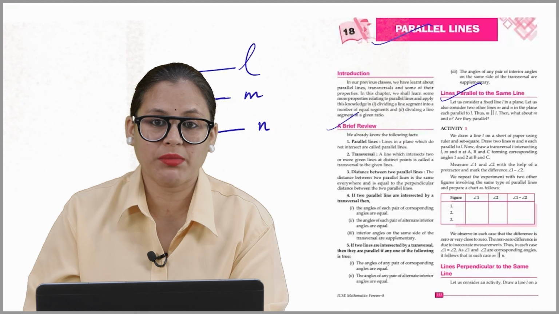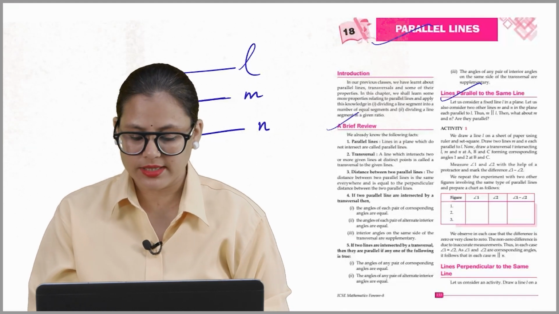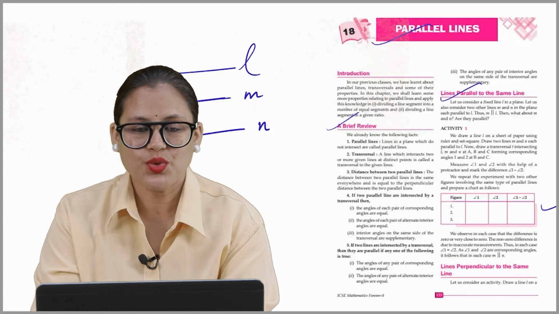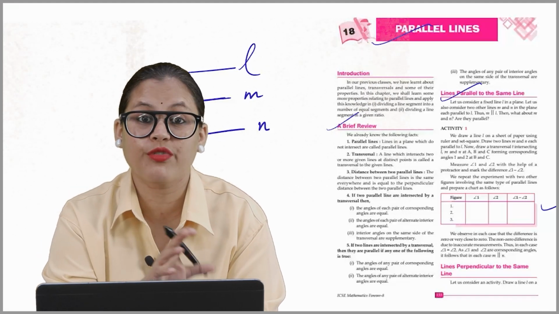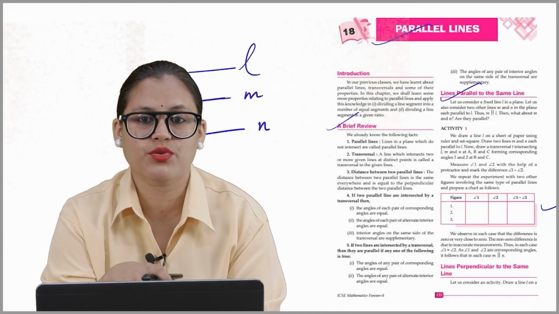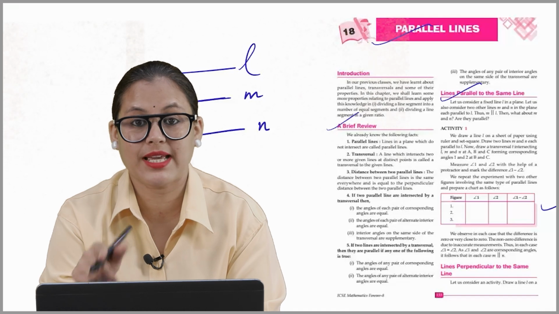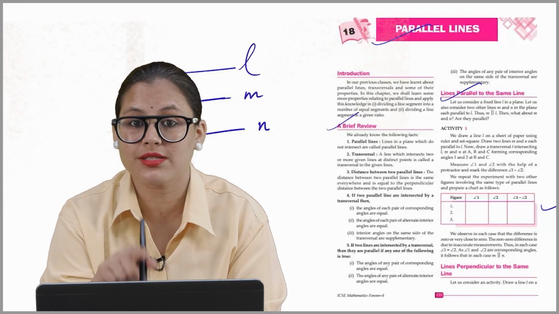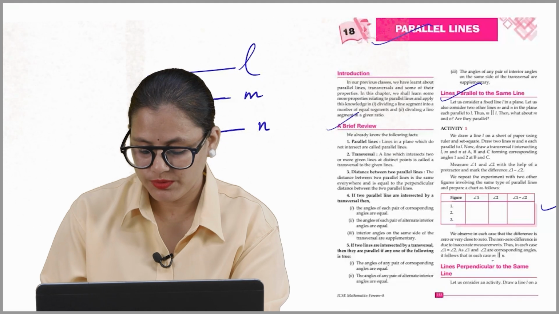So we repeat the experiment with two other figures involving the same type of parallel lines and prepare a chart as here given to you. You will observe that in each case the difference is 0 or very close to 0. The non-zero difference is due to inaccurate measurements. Thus, in each case, angle 1 is equal to angle 2. As angle 1 and 2 are corresponding angles, it follows that in each case, M is parallel to N.